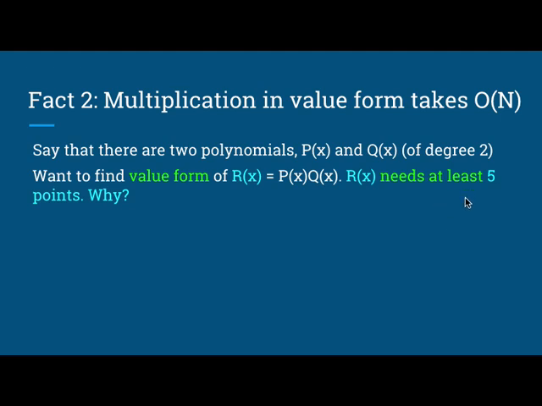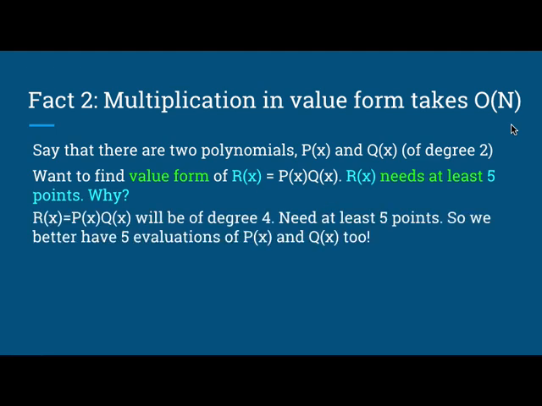Why? Yes? Because multiplying the two polynomials will give you a degree 4, so you need 5 points. Good. So multiplying these two polynomials, each of degree 2, will give you a degree 4 polynomial. And to represent that degree 4 polynomial, we need 5 points. Okay, good. So r of x equals p of x, q of x will be of degree 4, needs at least 5 points. This is exactly what I said.